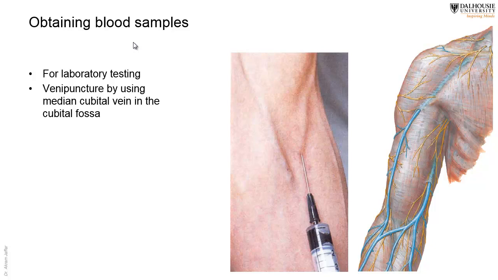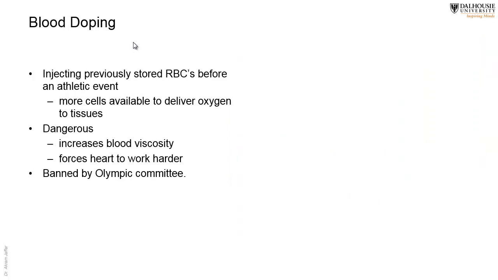This is how to obtain a sample of blood by venipuncture. We use a vein here in front of the elbow joint. This is called the median cubital vein, just under the skin. This is where you can sample the blood.